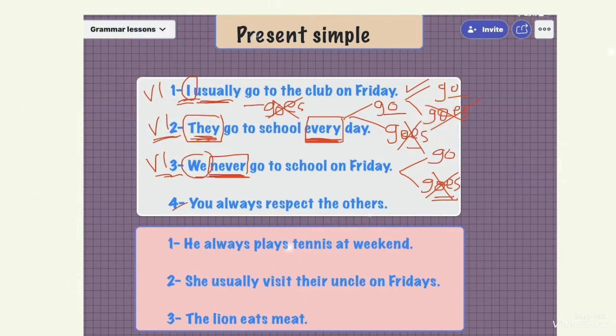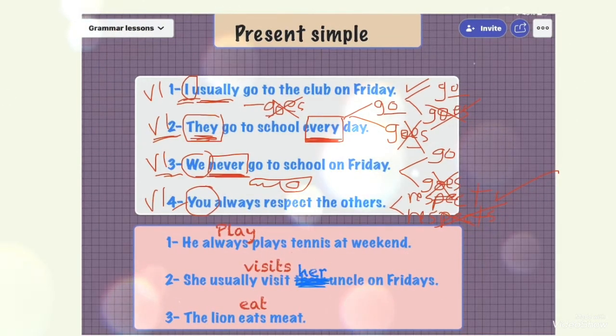Okay, number 4. You always respect the others. Always, the key word. So here, if I see always, I have to choose either respect or respects. So I will choose what? Very good. I will never choose respects. I will choose only respect, V1. Why? Because I have you.